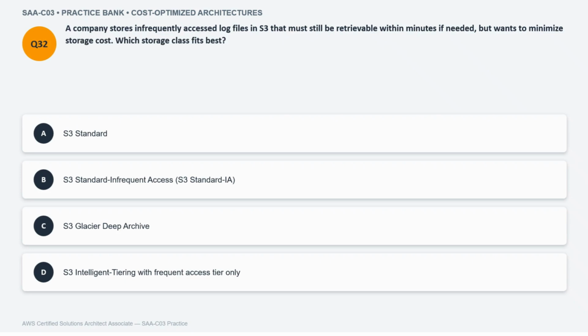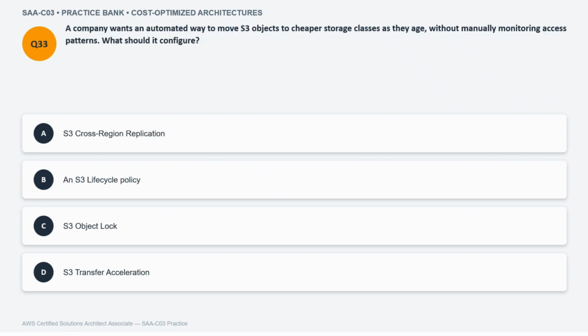We can go with the S3 Infrequent Access because it offers a lower storage cost, and the question is asking for the minimum storage cost. So we can go with the S3 Infrequent Access, and S3 Standard is for frequently accessed data, while they both still provide millisecond retrieval. So we can go with the S3 Standard-IA.